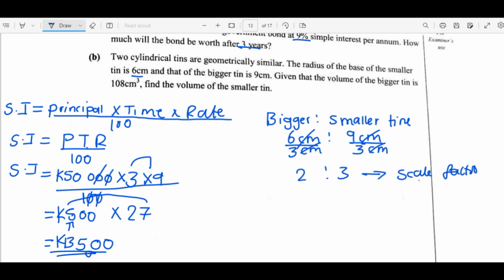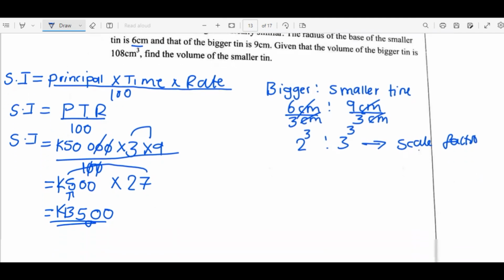Now, since we are doing the volume and we know that the volume is raised to the power 3, what are we supposed to do? These two scale factors must also be raised to the power 3. So say 2 to the power 3, 3 to the power 3. Let's expand these two numbers. 2 raised to the power 3 is 2 times 2 times 2, which is giving us 8. 3 raised to the power 3, it's 3 times 3 times 3, which is 27.